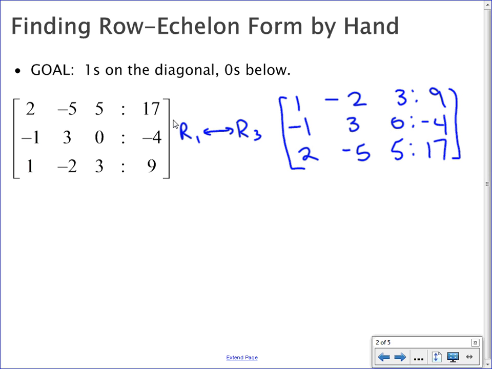Okay, if I add row 1 with row 2, my first entry will be a 0. Do you agree? Okay, so I'm going to put this right here because I'm replacing row 2 with this. So if I add row 1 and row 2, we get 0, 1, 3.